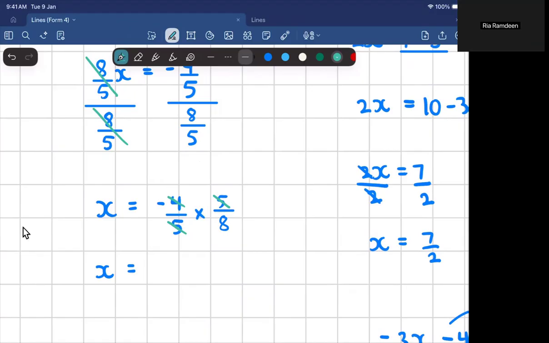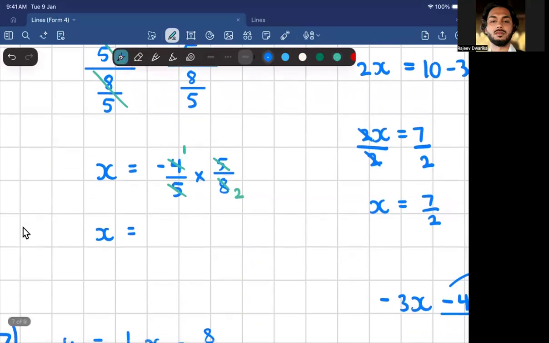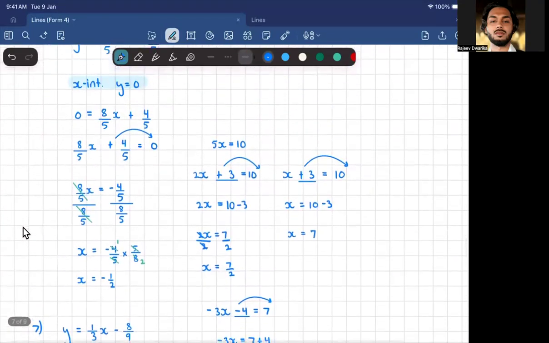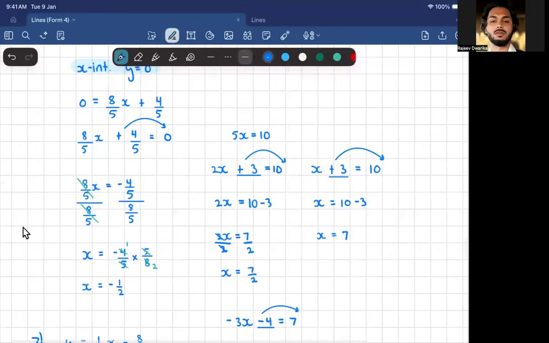4 into 8 is? 2. Right, so we're going to end up with negative what? Half. Negative a half. Great. So what's my final x-intercept coordinate? Negative a half, comma, 0.